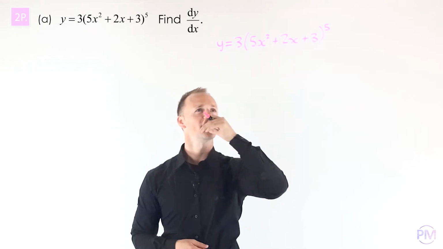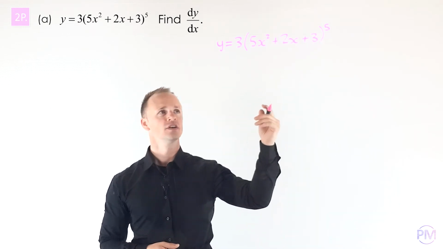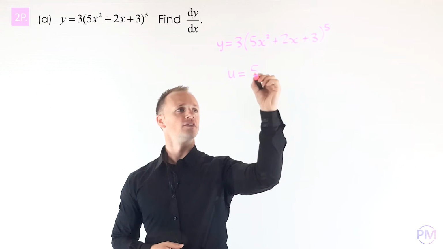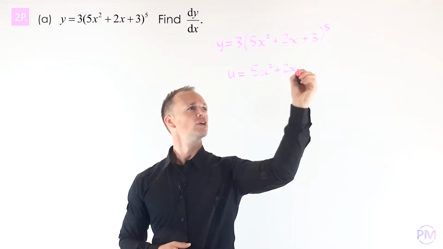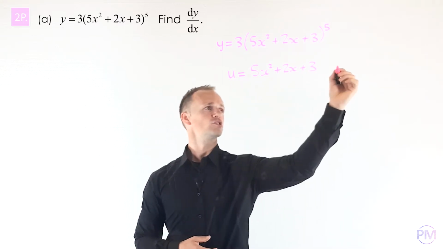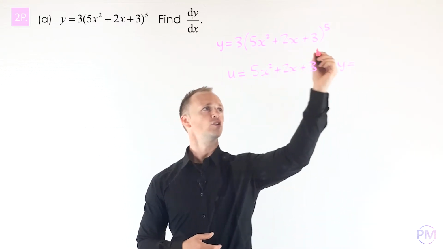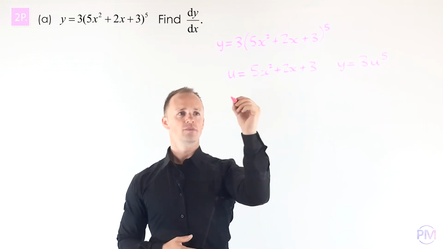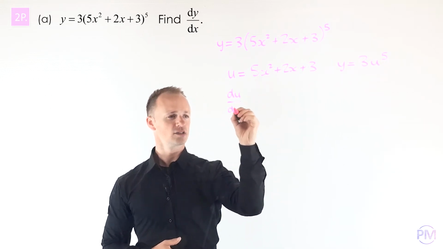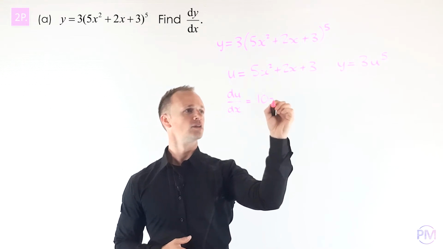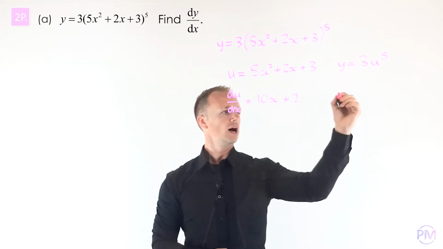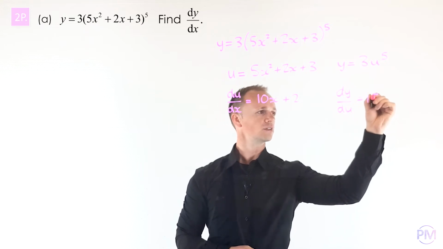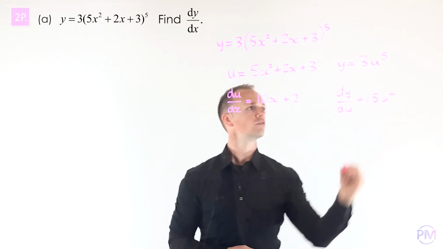Okay, so this time we've got 3 bracket 5x squared plus 2x plus 3 to the power 5. To start with, we're going to define our inner function u, which is going to be what's inside this bracket. So 5x squared plus 2x plus 3. That means our outer function in terms of u becomes y equals 3u to the power of 5. So to use the chain rule, we differentiate both of these. So du by dx becomes 10x plus 2. And dy by du becomes 15u to the power of 4.